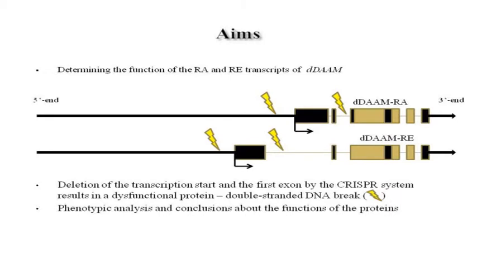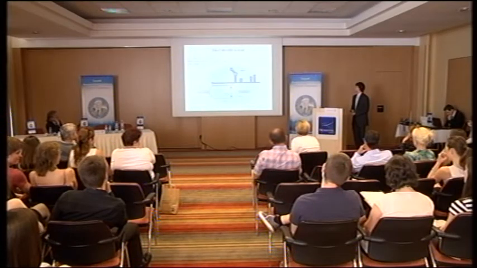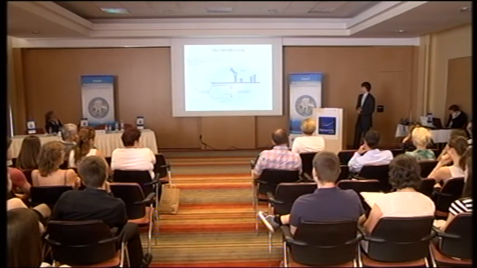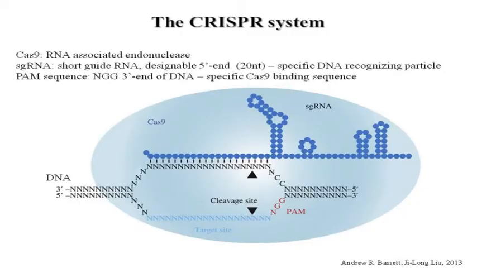The CRISPR system was first discovered in bacteria, where it has an antiviral function. This system is based on a protein-RNA complex, which can catalyze a double-stranded DNA break at the cleavage site. The protein component is Cas9, an RNA-associated endonuclease, and the RNA component is a short guide RNA, which has a specific DNA recognizing part at the 5' end. This part is the oligo of this system. The PAM sequence is an NGG sequence in the target DNA, and this increases the binding activity of the CRISPR complex.